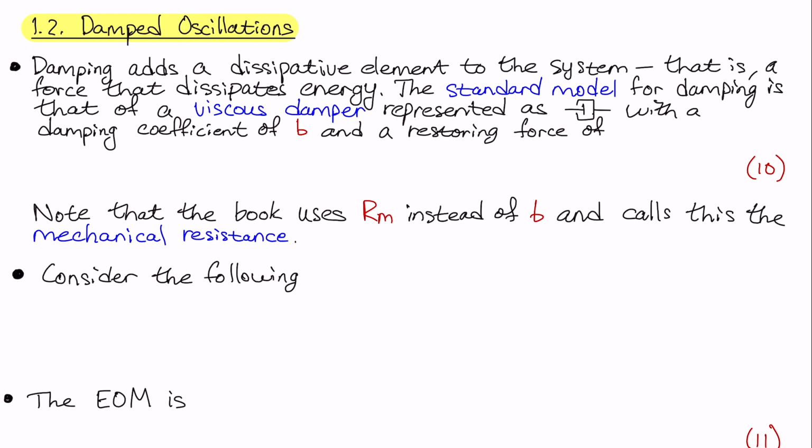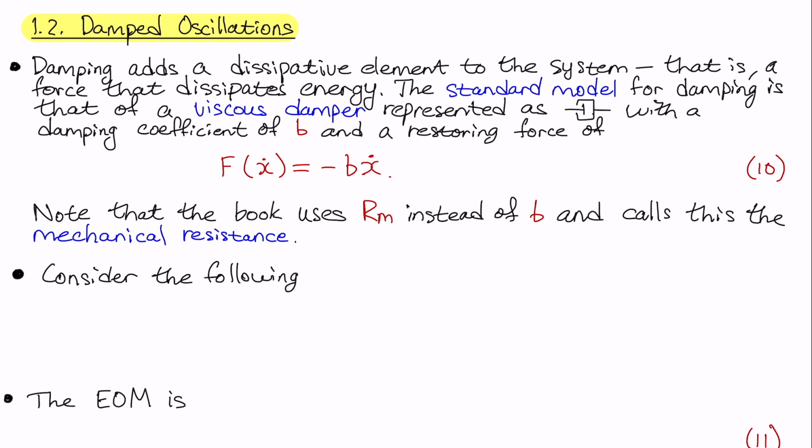The most standard model and most common approach for modeling damping is using what is known as a viscous damper. And it's represented with the symbol that I'll highlight right now. It's shown with that symbol, and we typically have some coefficient. In this class, we're going to use B, and it has then a restoring force F of x dot, so it depends on the velocity, equal to minus B times x dot, which means that it will still be positive on the left-hand side. On the right-hand side, it's going to be negative. And I just want to note that the book uses R sub M instead of B, and they call this the mechanical resistance. In our case, we're just going to use B and go with that.